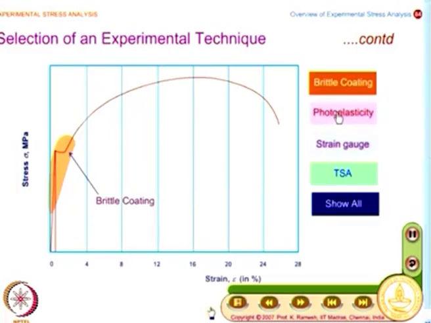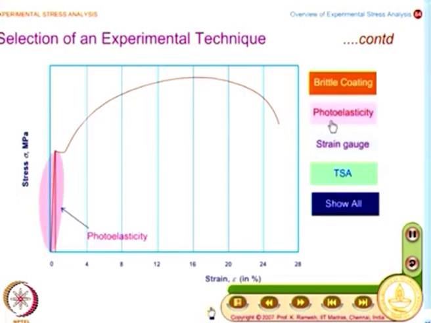And when I say photoelasticity, what does it indicate? I am essentially living in the elastic region. So, a photoelastic analysis will confine itself only to the elastic region, it will give you information there. If I have to go to the plastic region, I have to go for photoplasticity.